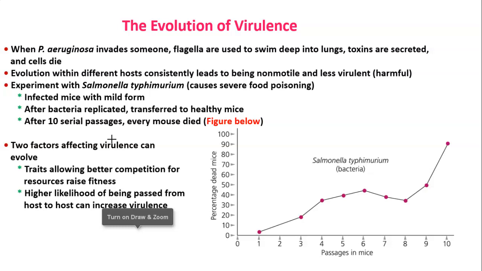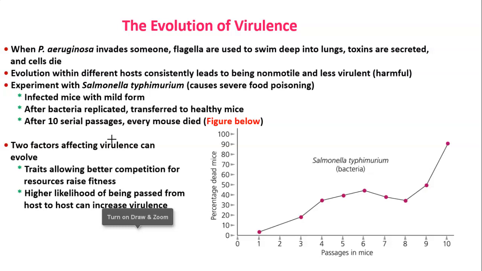Now, interestingly, evolution within different human hosts consistently leads to Pseudomonas aeruginosa becoming non-motile and losing its flagella, and becoming less virulent, less harmful over time. So very interesting outcome. It's beneficial for them to do that in the long run, so natural selection shapes them to become less virulent.